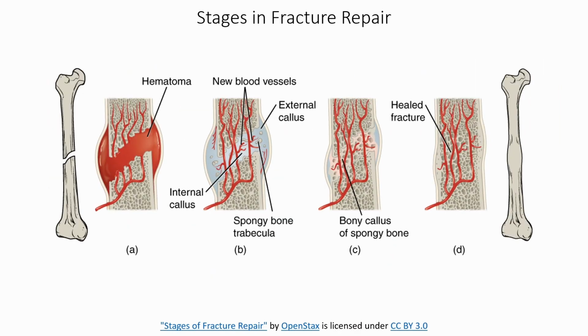So if something breaks, what's going to happen? You're going to have a natural process for fracture repair. Now, it's important to note this is going to happen whether or not you have medical intervention. And so it's very important that someone gets medical attention so that their bone sets correctly. This process will happen whether or not the bone is actually in the correct position. So that's important to note.